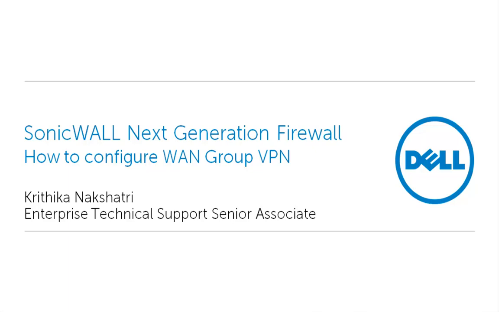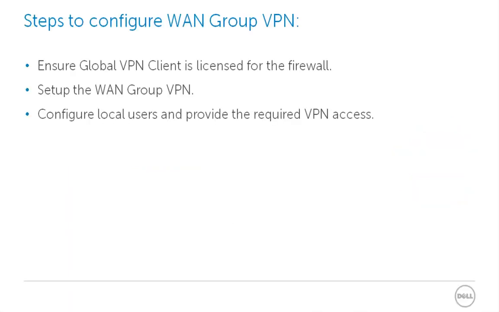Today, we will demonstrate how to configure WAN Group VPN. To configure the WAN Group VPN, you need to first ensure that Global VPN client is licensed for your firewall, set up the WAN Group VPN, and then configure local users and provide the required VPN access.